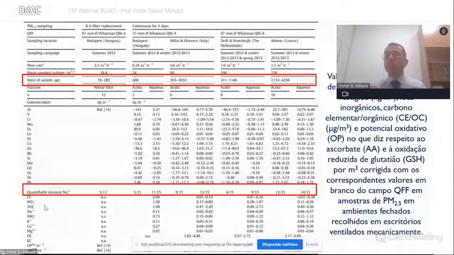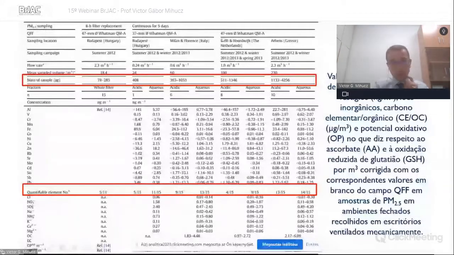And then I would like to show only, this is the last data. So what was important? With the 8-hour sampling, we were not capable of determining many elements. So we had to increase the sampling to 5 days. Then we could perform the sampling on quartz fiber filter samples. This is only because of the oxidative potential.